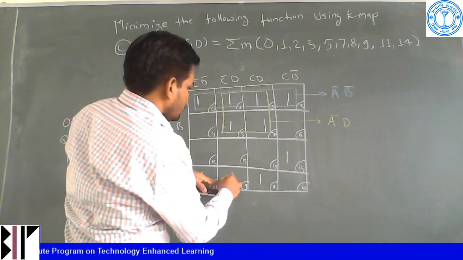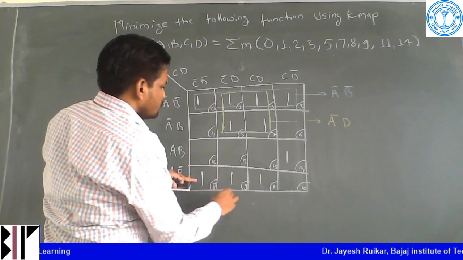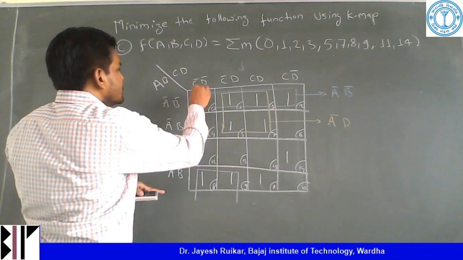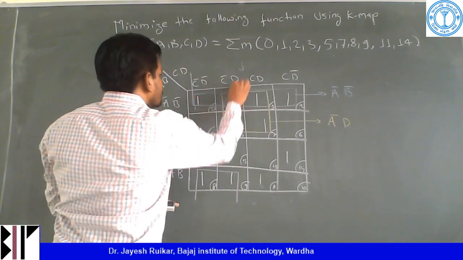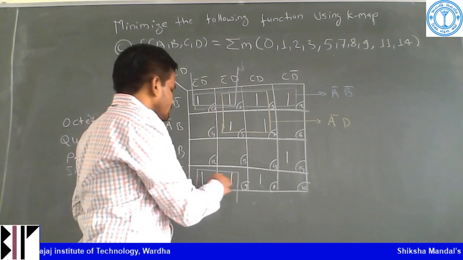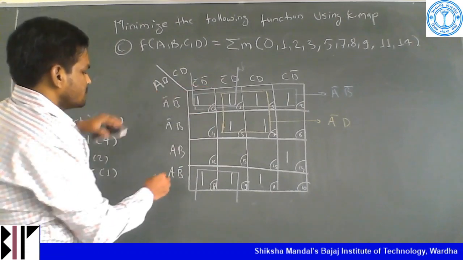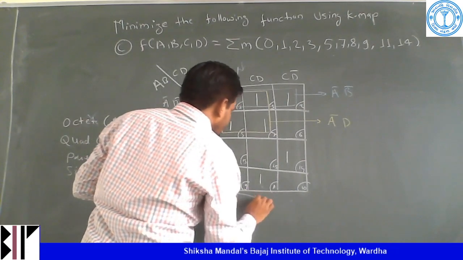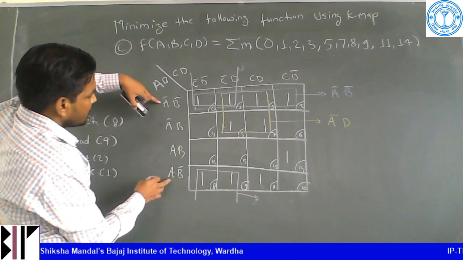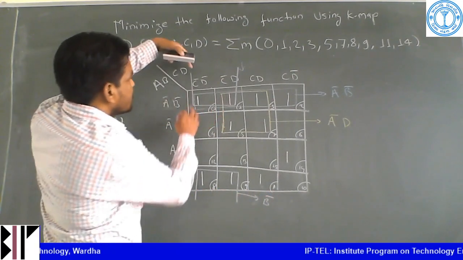These two ones can be combined with these two. Overlapping is allowed, because these ones are remaining, so we can combine this with this. So what is the equation for this? When we look from the left side, A bar and A get cancelled, so B bar is remaining, and from the top side C bar.